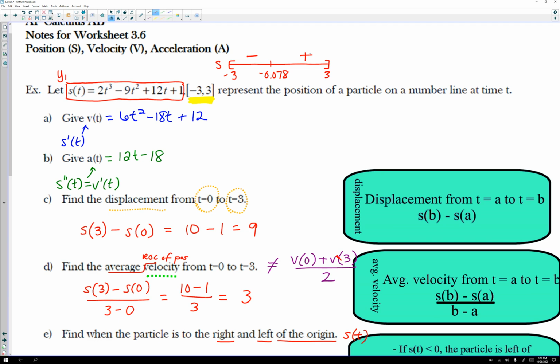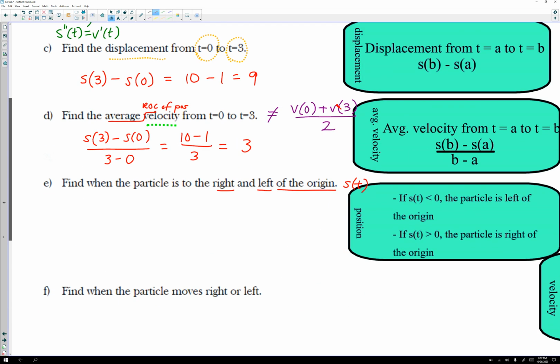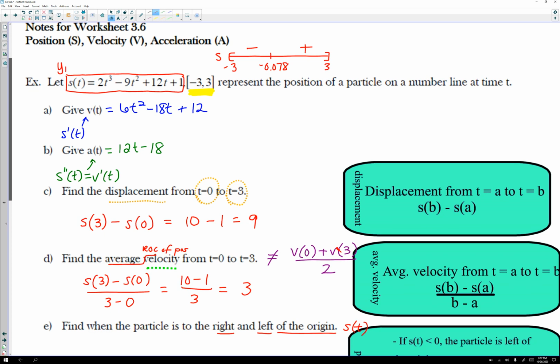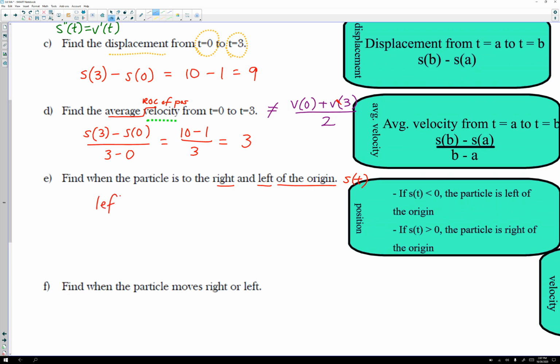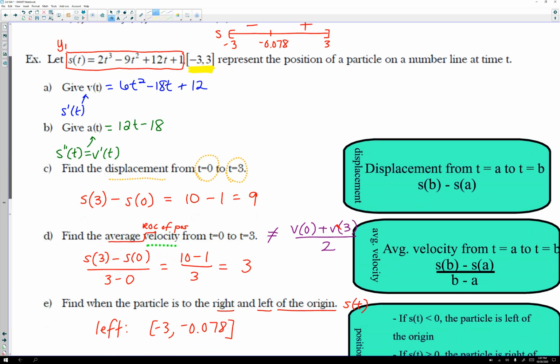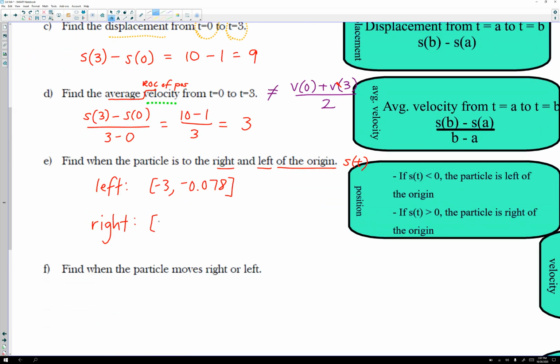And so that means that when my position is negative, so at the times -3 to -0.078, that's when the particle is to the left of the origin. So it's to the left from -3 to -0.078 units of time, and then it's to the right of the origin when your position values are positive, so from negative 0.078 to 3.